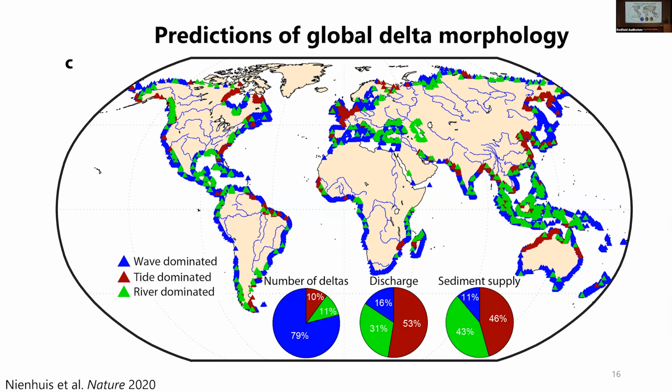However, when you look into the global flux of water that is moving from the continents to the ocean, we find, when we look at water discharge, that most of this water is moving through tide-dominated deltas when it reaches the ocean, right? So on average, tide and river-dominated deltas are much bigger than wave-dominated deltas. And the same is true for sediment supply. Most of the sediment that makes it from the continents to the ocean passes through river and tide-dominated deltas.